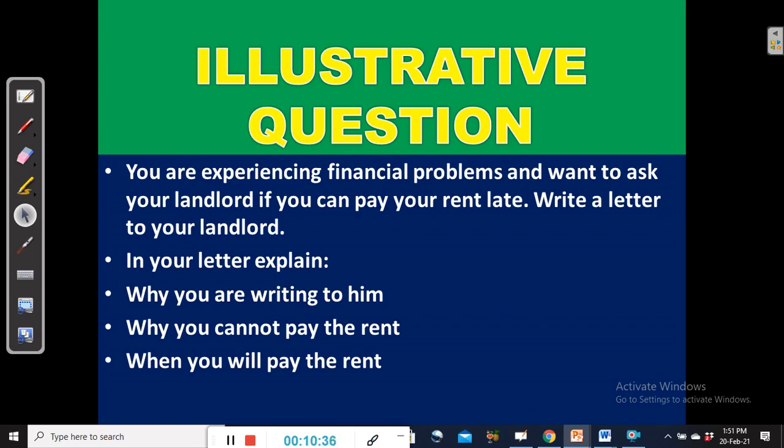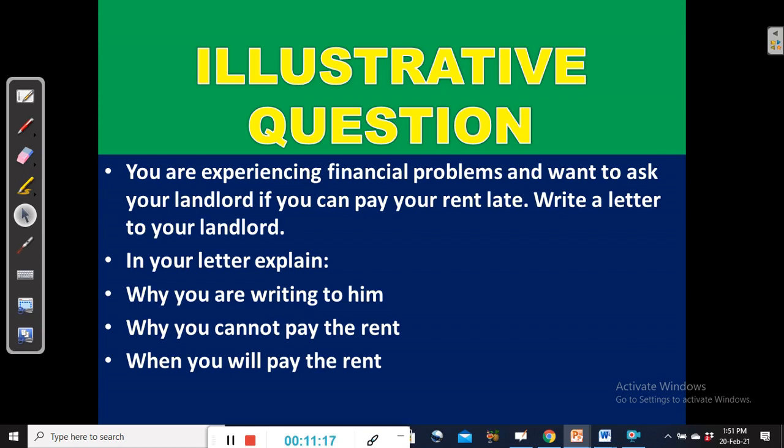And of course, it captures a normal life situation. You are living in a rented apartment, then you have a landlord, and if you have some financial problems, there will be need for you to write to your landlord and request for extension of time, to enable you to sort your financial problems, get your act together and be able to pay the rent without having any problem with him. So letter writing is really a very important thing.